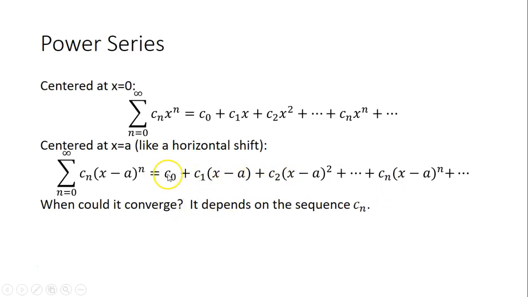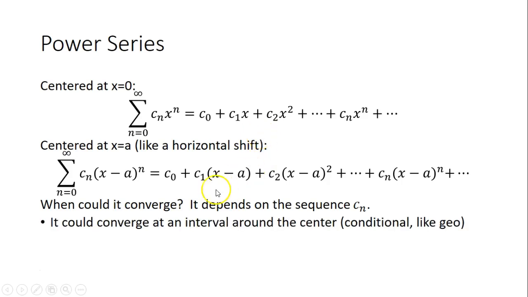There are some where it's a sequence that really doesn't grow very fast at all, so it could converge in lots of spots. It might grow very fast, and it might not converge very far away from the center at all. So here's what could happen. It could converge at an interval around the center. So that would be a conditional convergence, kind of like a geometric series, right?